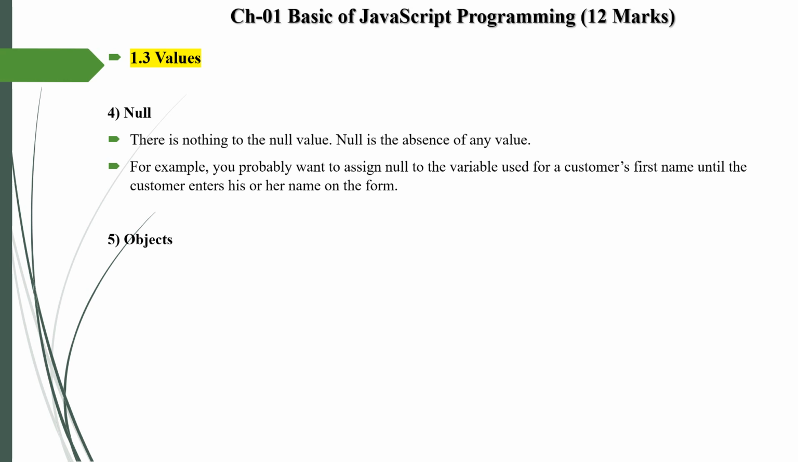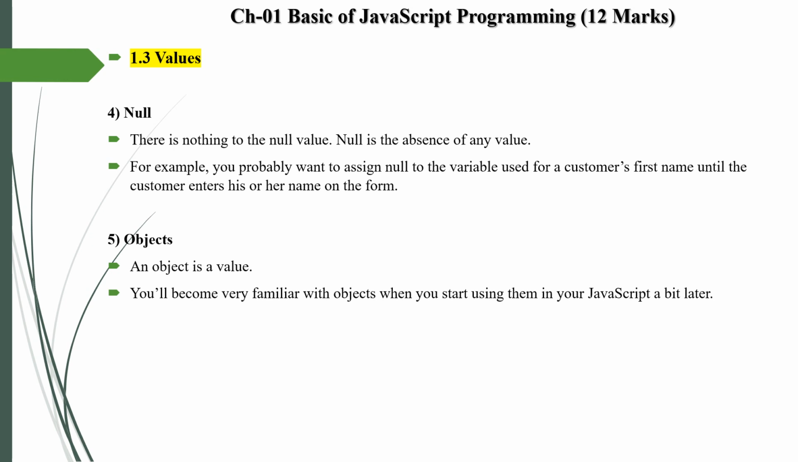Next type is object. An object is a value. You will become very familiar with objects when you start using them in your JavaScript a bit later. So we use various objects in our JavaScript programs. In a previous video we explained objects and their naming.